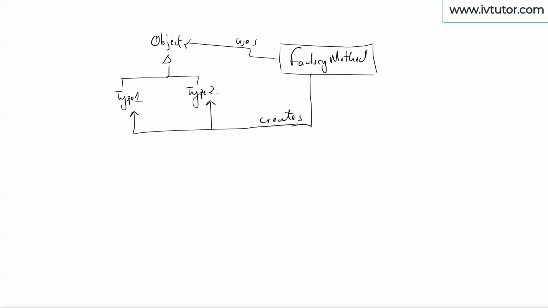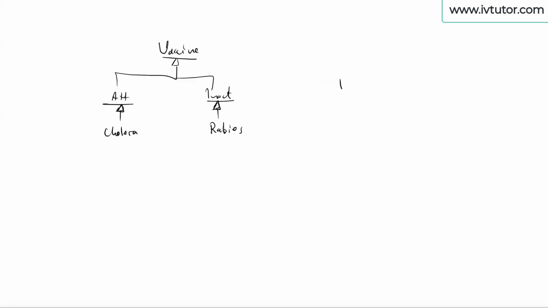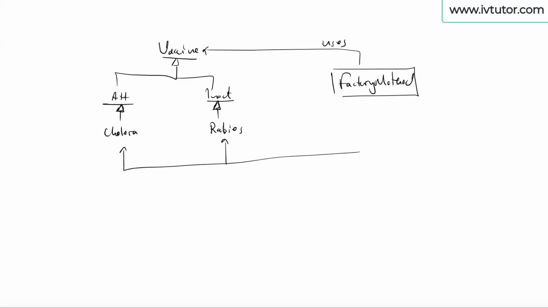So that same thinking is what you simply apply in this instance. You're going to have a factory method class, yeah, which knows how to give you a vaccine. And this vaccine can either be cholera or rabies. That's it.